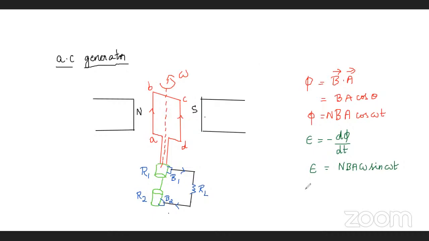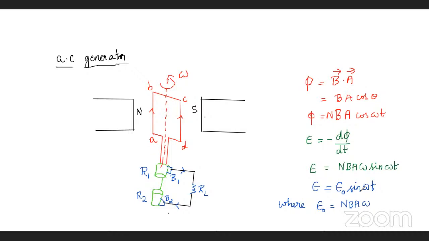So here E equal to E naught sin omega t. The EMF varies according to this equation, where E naught is nothing but NBA omega, the maximum value of EMF. So the EMF varies sinusoidally like this: E equal to E naught sin omega t, and E naught equal to NBA omega.